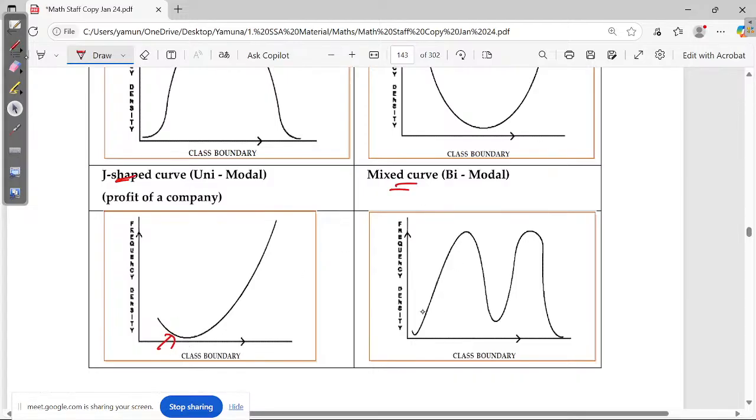Then mixed curve. Can you find from here to here, it is J-shaped. From here to here, if you check, it is bell-shaped. Here to here, it is U-shaped. And here to here, actually it will increase. The slope will be going up and down. So this is a mixed curve. You need not worry about this term because it is connected with the next topic.